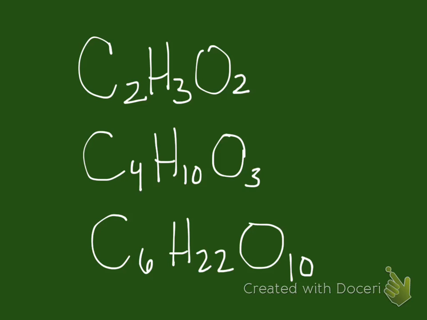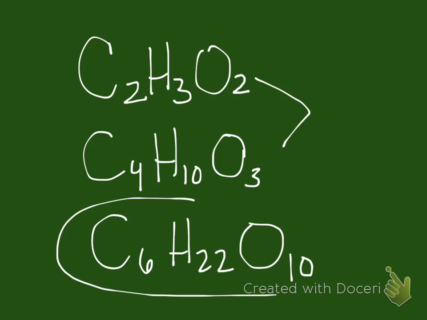Okay. So are there any of those that could not be an empirical formula? The first two are empirical formulas. That can't be simplified. Backwards, sorry. And you got me. These two are already empirical formulas. They're as simplified as they can get. This one could not be an empirical formula because that can be simplified.